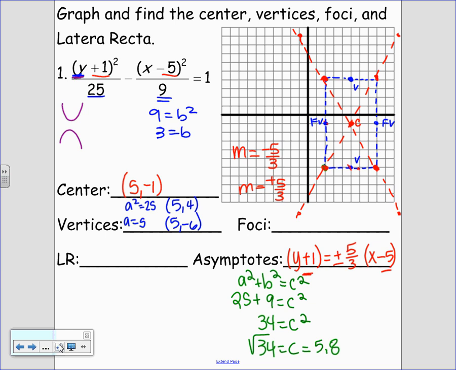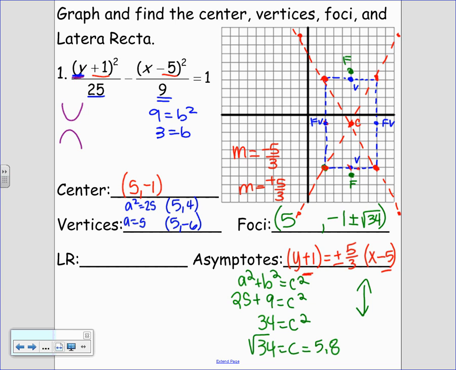So 1, 2, 3... 5.8 is way down here. That's a focus. 1, 2, 3, 4, 5.8. That's a focus. Okay, look, your focus is going to start with your center because I went down and up. I went in the up and down direction when I found my focus. That's changing y values. So when I add or subtract something, I'm adding and subtracting the y value. And so I'm going to change the exact values for my focus to be those 2 things.